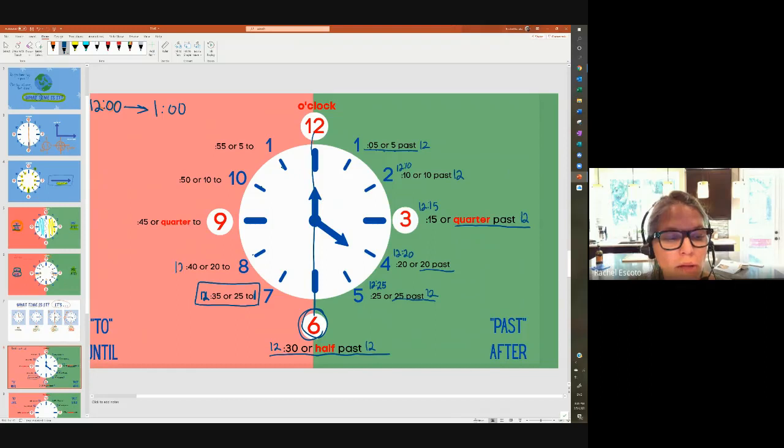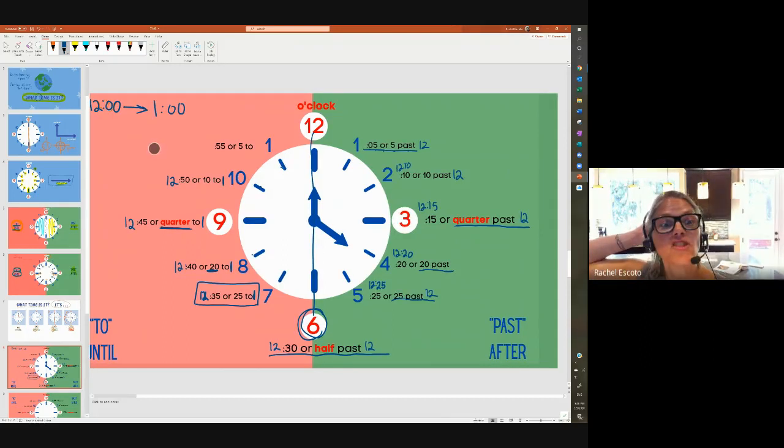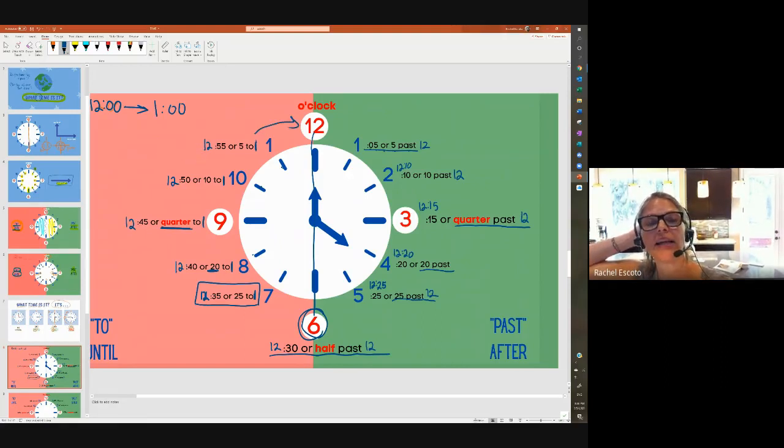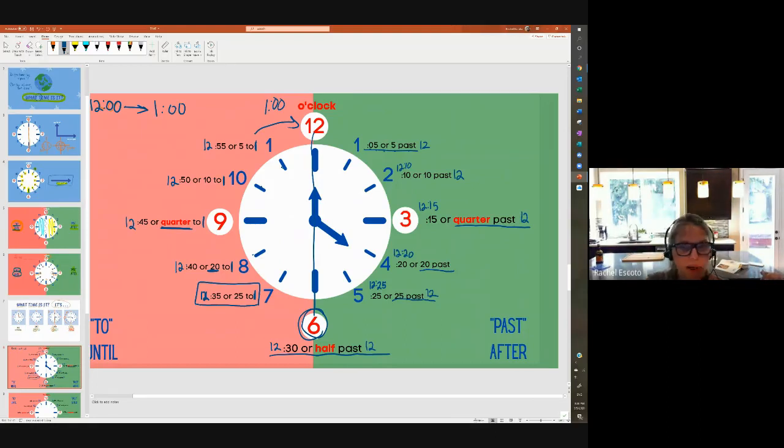This is 12:40 or 20 minutes to 1 o'clock. This is 12:45 or quarter to 1. 12:50 or 10 to 1. 12:55 or 5 to 1. And then finally, it's 1 o'clock. 1 o'clock. Let's practice again.